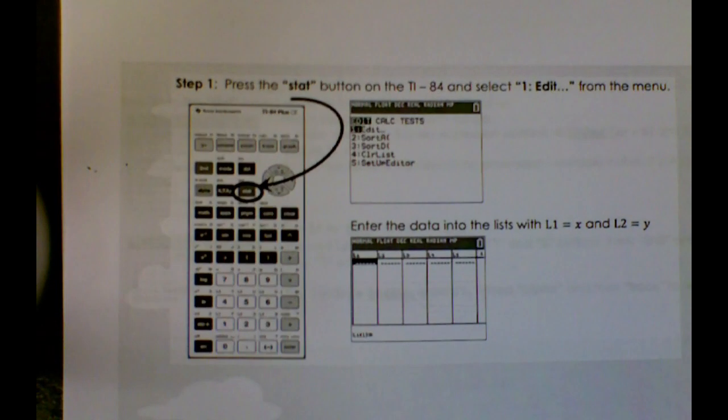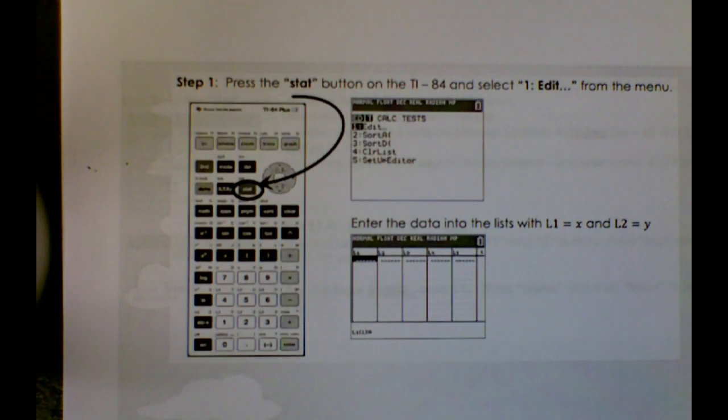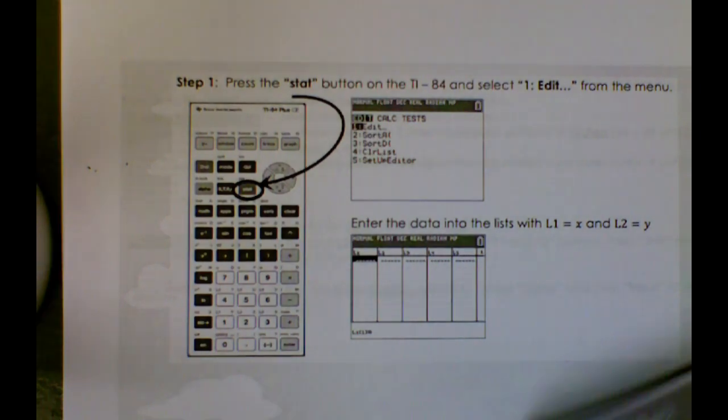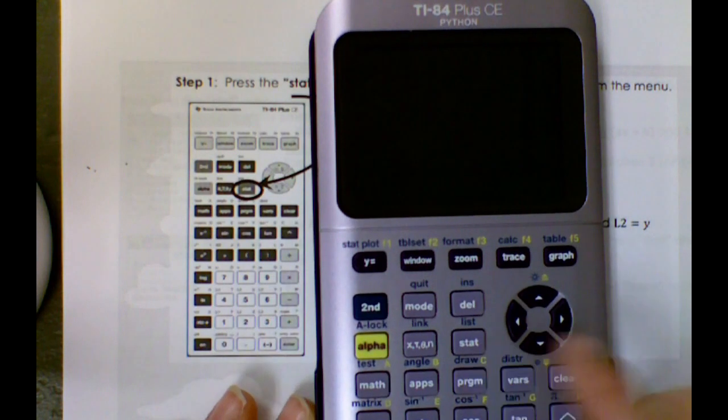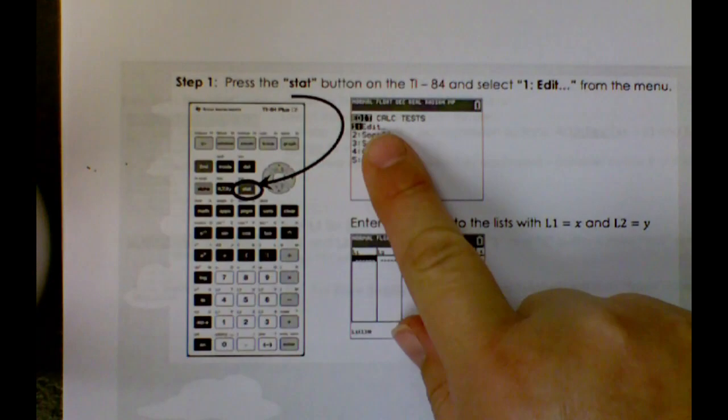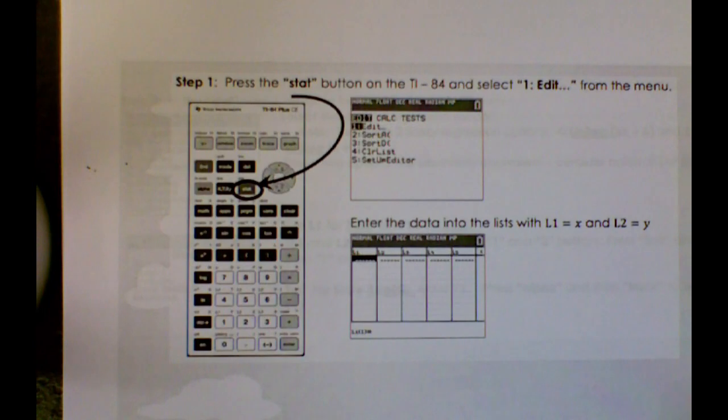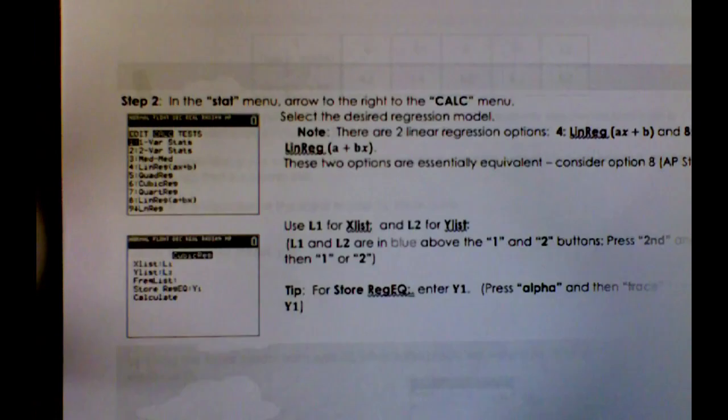To do this, you're going to press the Stat button on the TI-84 and select Edit from the menu. So the Stat button, it shows a picture there, but it is right here. It says Stat on it. And you'll choose the first option, which is Edit. You're going to enter the data into the lists, with L1 being your X values and L2 being your Y values. We'll go through this with a problem in just a second.